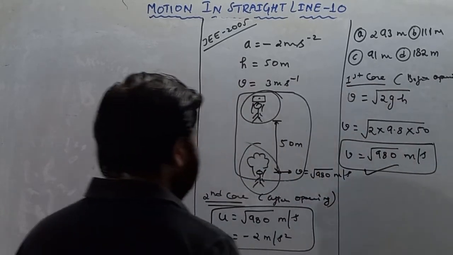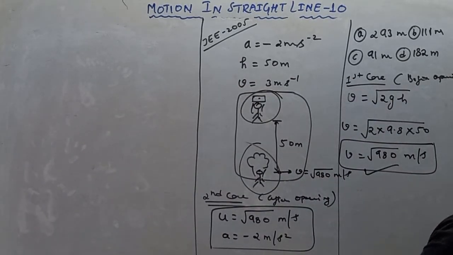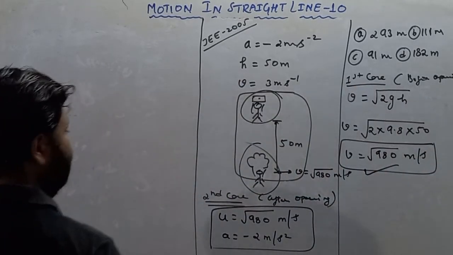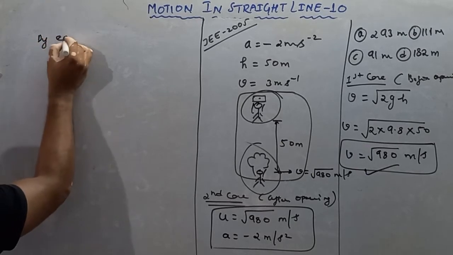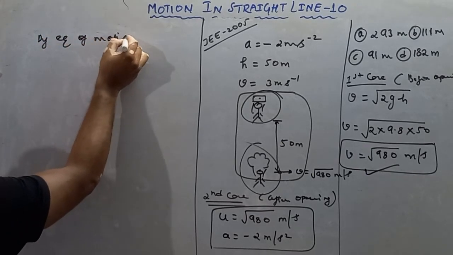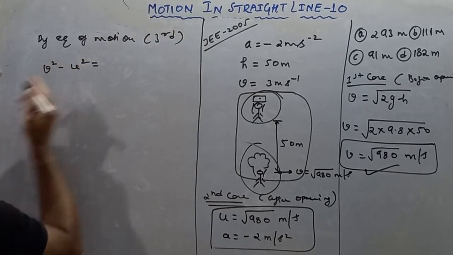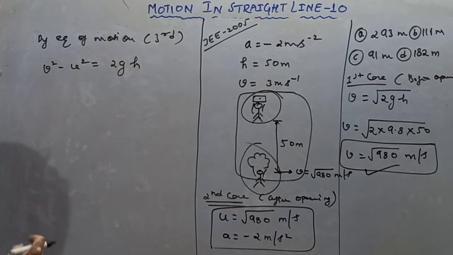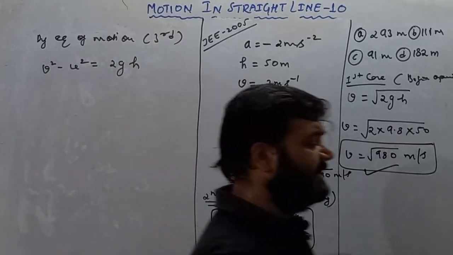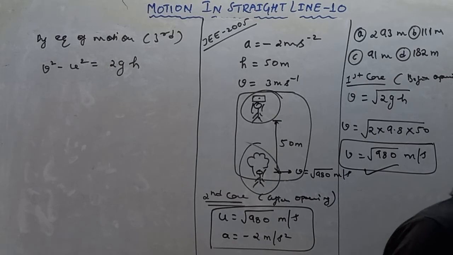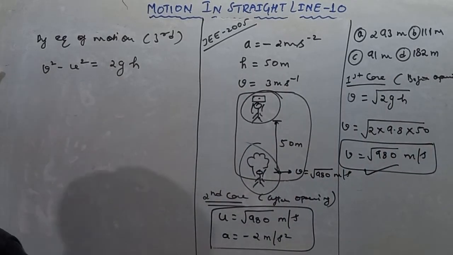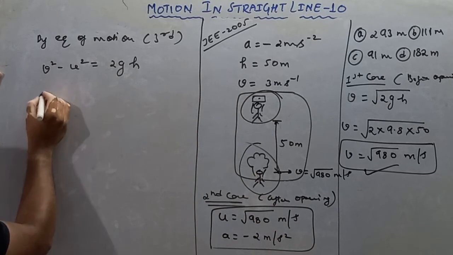Now see, the final velocity must be 3, and the initial velocity is under root 980. So try to find the value of h. By the equations of motion, I'll use the third equation, my dear student: v square minus u square is equal to 2gh, and we have to find the value of h. So try to solve this, my dear student. Initial velocity is root 980 and final velocity is 3.